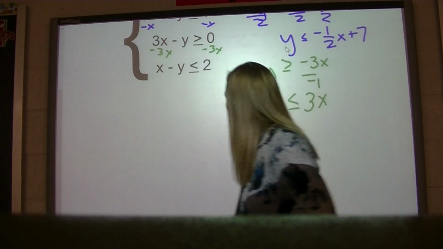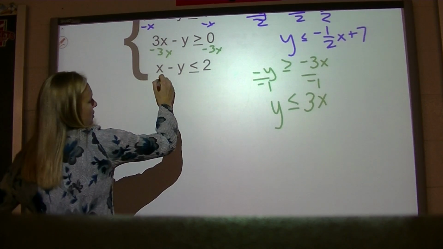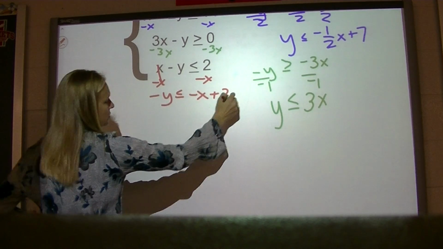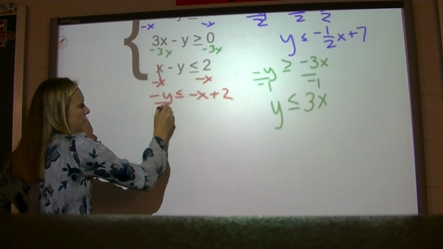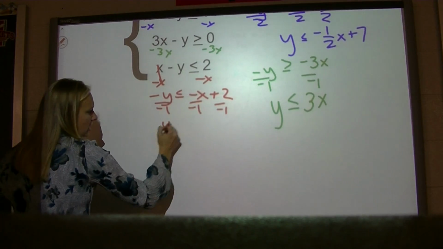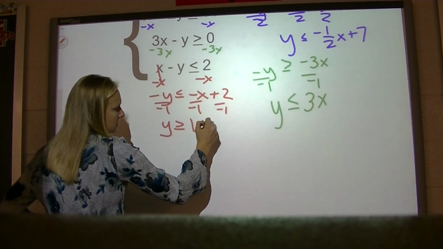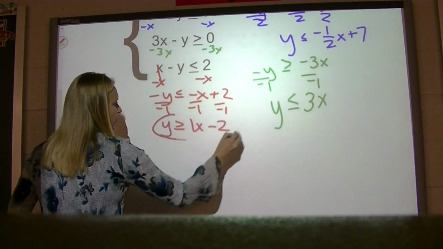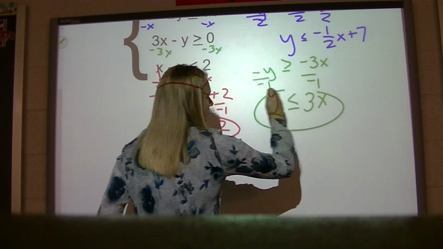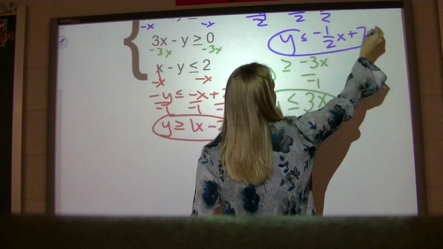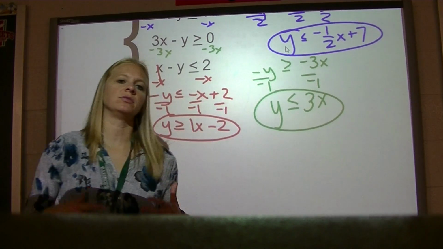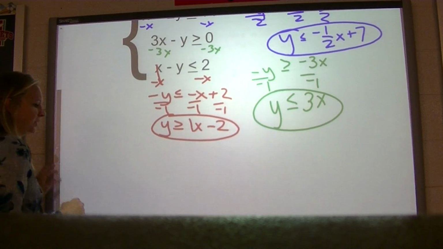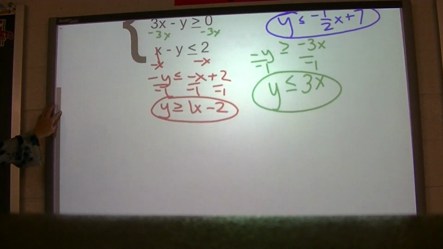Okay, and then lastly, we need to graph this or identify this constraint. So we'll have negative y is less than or equal to negative x plus 2. Again, my coefficient needs to be a positive 1. So we'll have y is greater than or equal to positive 1x minus 2. So here are my 3 constraints that outline my feasible region. Now your feasible region is when we graph those and shade. The feasible region is where all 3 shadings overlap. And then we need to find the vertices of that feasible region.